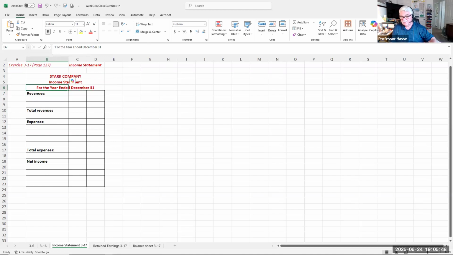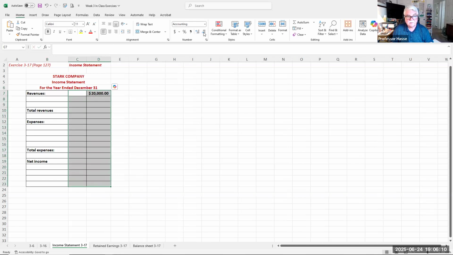So now let's complete these and see how they all link together and what they tell the users of these statements for this Stark company. First of all, the revenues were $20,000. That was the revenues taken from the adjusted trial balance. Okay. Revenues were $20,000. That's the revenue balance on your trial balance. So that means the total revenues were $20,000.